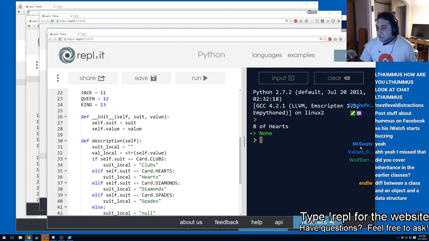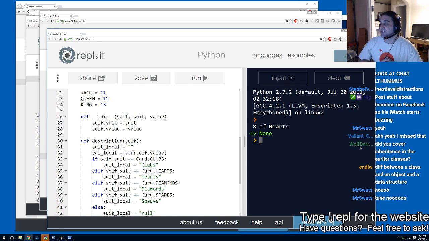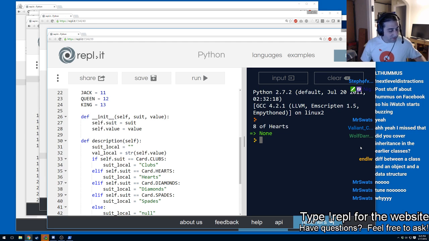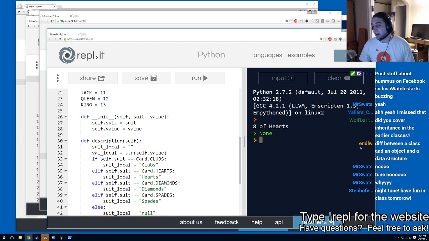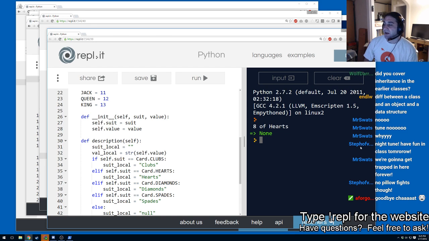What's the difference between a class and an object and a data structure? Ooh, that is a good question. Okay, NLW, I will answer that question, but since it's going to be a long, involved answer, I'm going to wait to see if there are any other questions first, and then I'll go for that. So I'll give another 30 seconds for questions. But NLW, that's a great question.